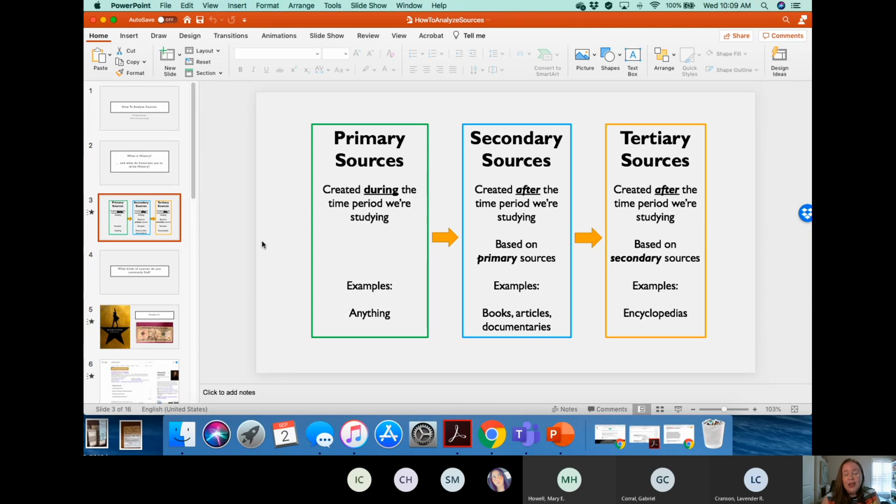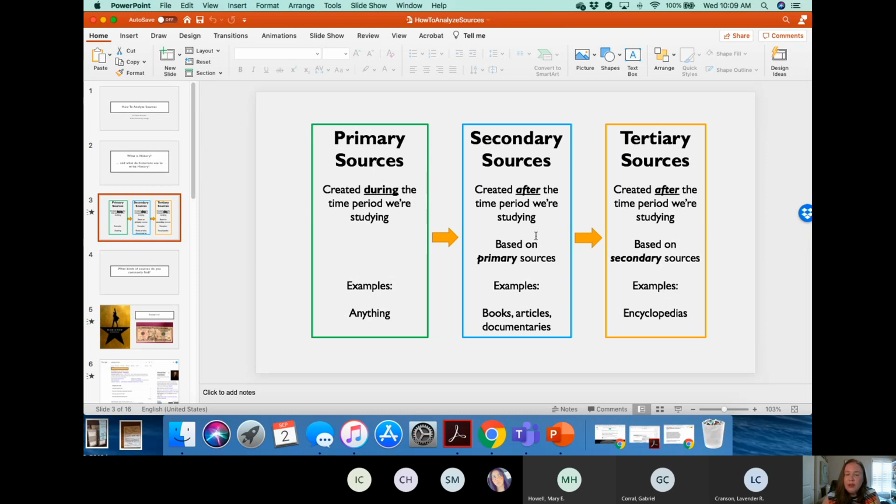Because it's from the time period we're looking at, anything created during that historical time period counts as a primary source. So a wide variety of different options that we could have. Any questions on that so far? Are we doing okay? All right, looks like we're doing good.